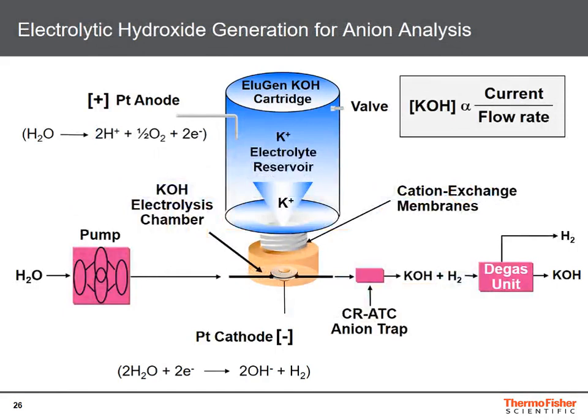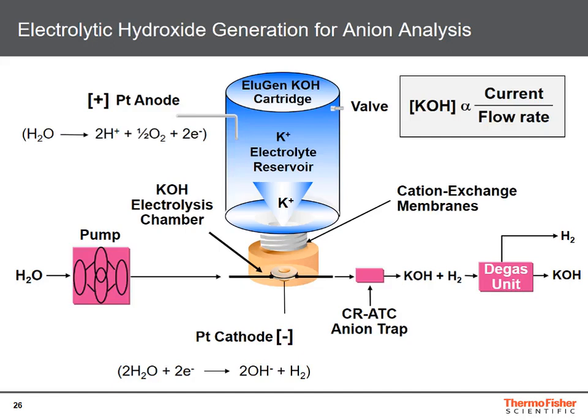The heart of an eluent generator is the so-called EluGen cartridge. In this slide we see the schematic representation of the potassium hydroxide cartridge used for anion analysis. It consists of a reservoir in which we have a high concentration of a potassium electrolyte. This reservoir is connected via a stack of cation exchange membranes with a chamber in which the electrolysis takes place. This electrolysis chamber also houses one of the two electrodes, here in this case a cathode, while the other electrode is placed inside the electrolyte reservoir.